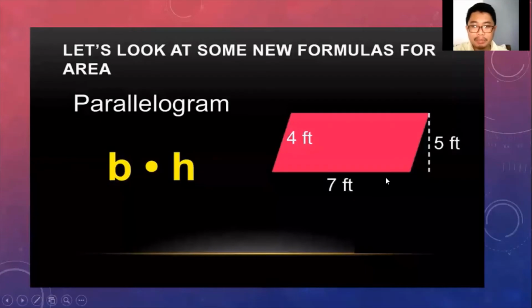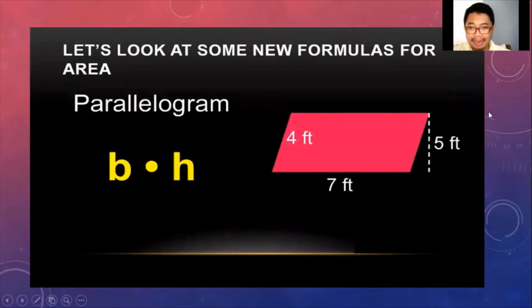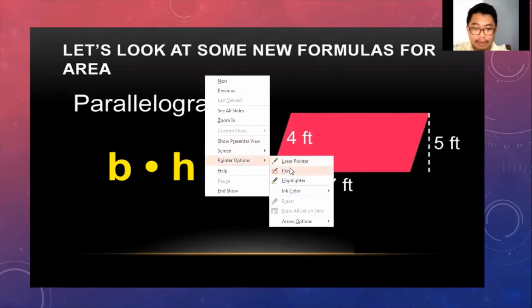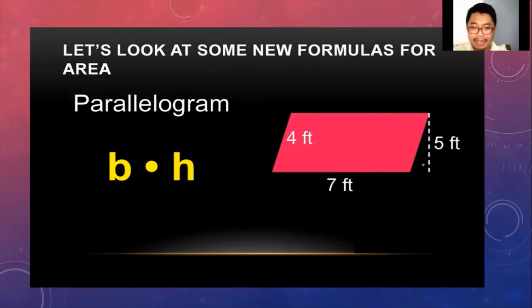Now this time, let's proceed with the area of the parallelogram. For the parallelogram, the formula that we use is the base times its height. As we can see in the figure on the right, we have the base as 7, and the height for this one is 5 feet. So base is 7 feet, multiply it by 5. So 7 times 5, the answer is 35 feet squared.